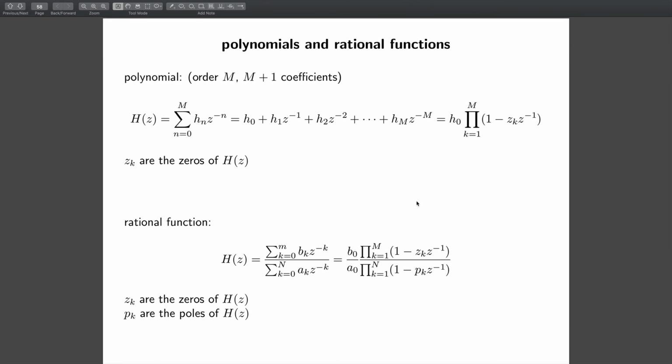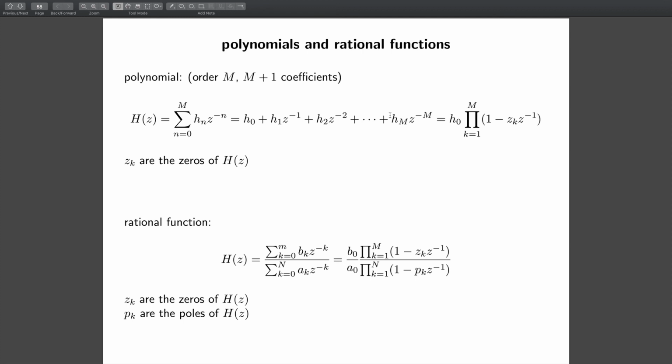Another useful tool that we will encounter when we talk about systems are polynomials and ratios of polynomials, also known as rational functions. So here, the polynomials, unlike many that we've seen in the past, will have z as our independent variable, and the polynomial will be expanded in terms of negative powers of z, as you see here. So we'll have z to the 0, z to the -1, z to the -2, and so on, up to a polynomial of order m.